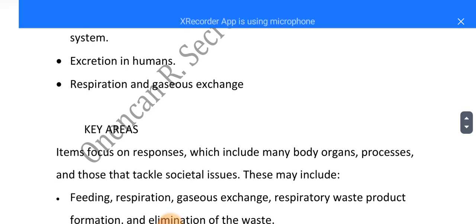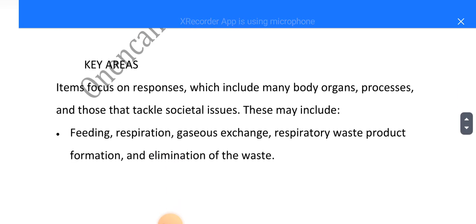We look at section B part 2. It concentrates on work which we only learn in senior 2 and senior 3. So when you are in senior 4, I expect you to have a clue of all the above mentioned topics. Now the key areas here: the items in this section focus on the responses, which include many body organs, processes, and those that tackle societal issues.